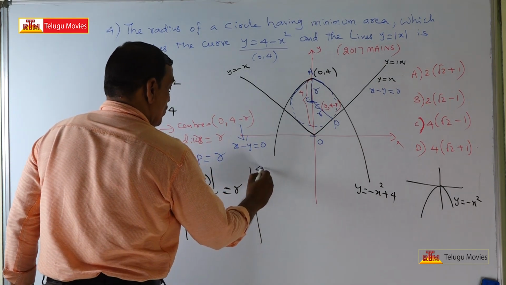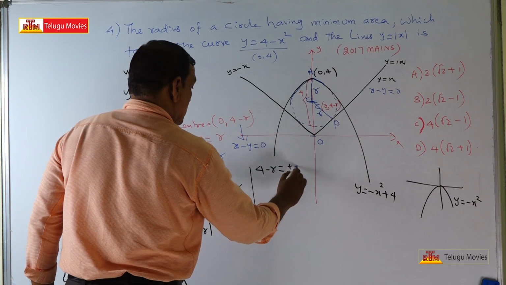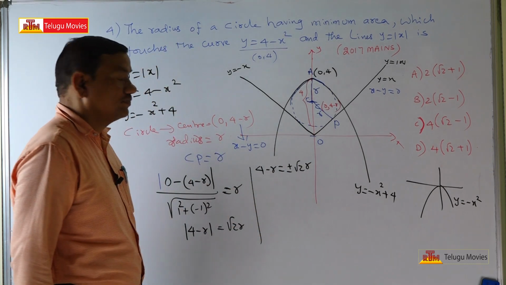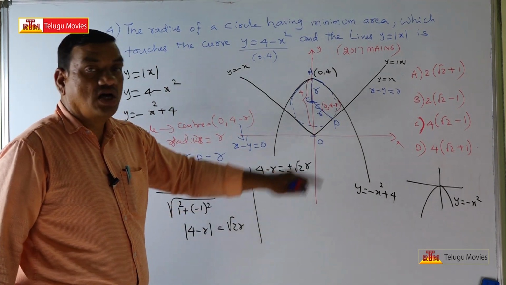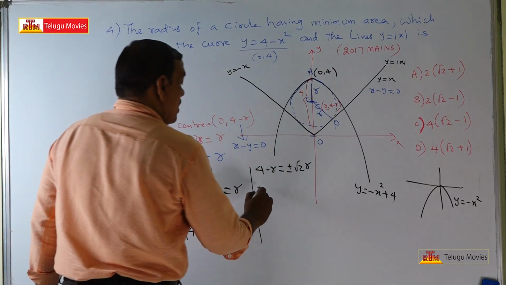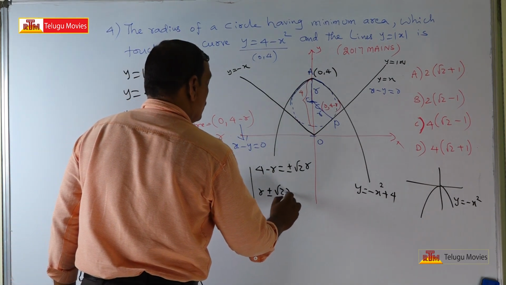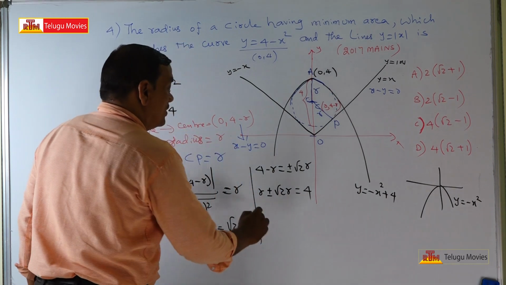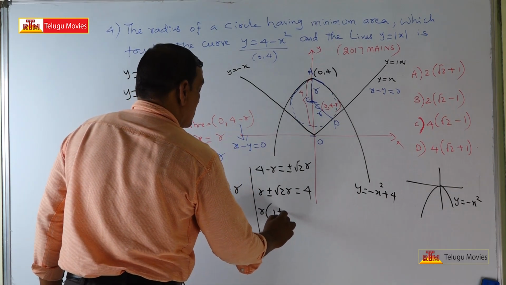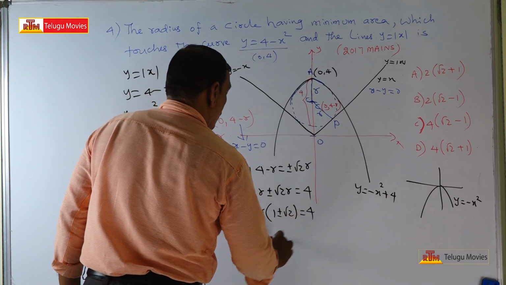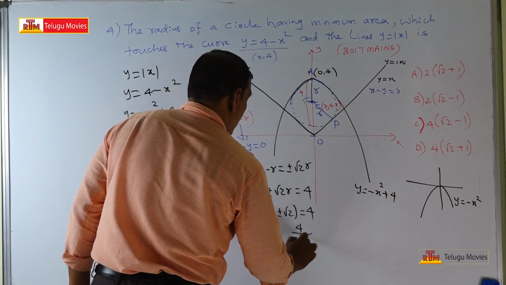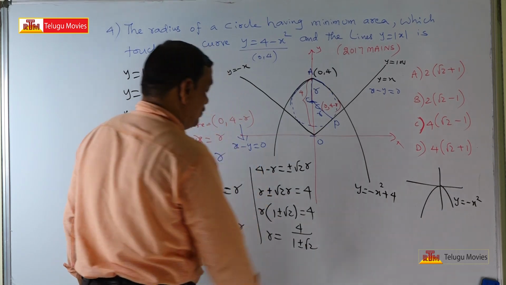So this is 4 minus r is equal to plus r minus root 2 r. Okay, now take minus r to the right hand side. r plus r minus root 2 r is equal to 4. Take r common outside: r times (1 plus 1 minus root 2) is equal to 4. Therefore, r is equal to 4 by (1 plus 1 minus root 2).